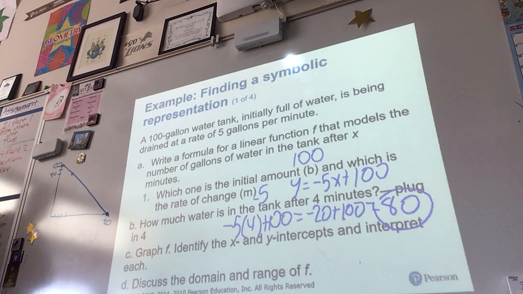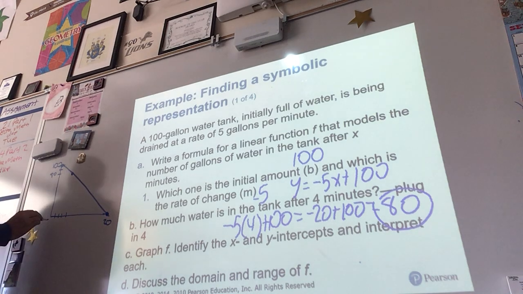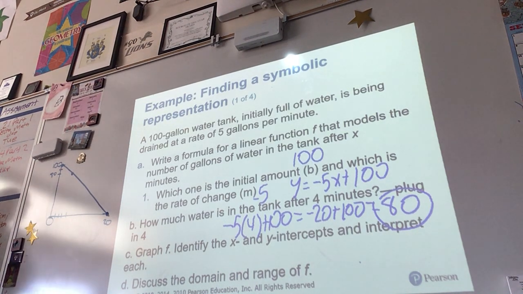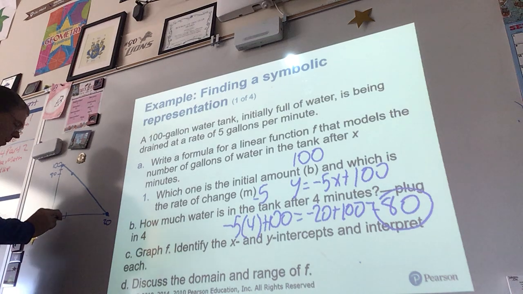So now let's talk about domain and range. Domain is going to be all of the amounts of time that I have water in that tank. So what is the smallest amount of time I could have water? A minute. Could I have less than a minute? Yeah, 0 minutes. 0, right? What's the most amount of time I can have water in that tank? 20 minutes. 20. So my domain is going to be from 0 to 20.